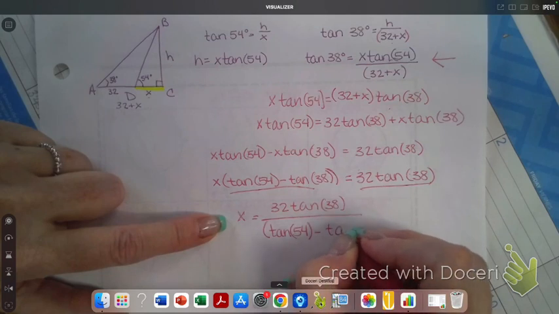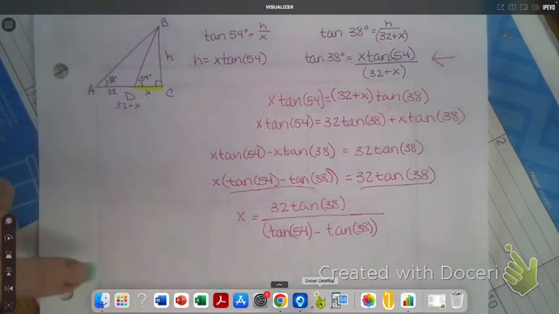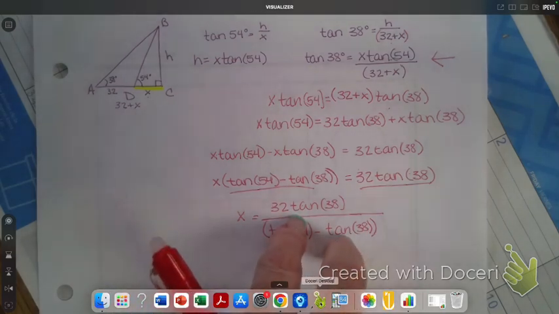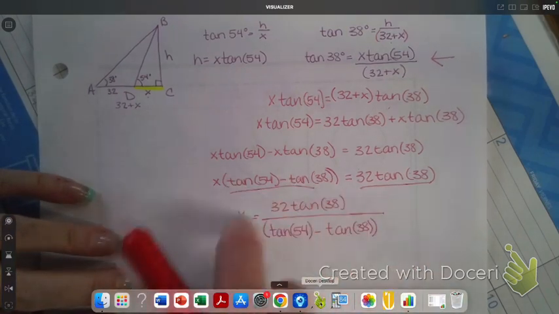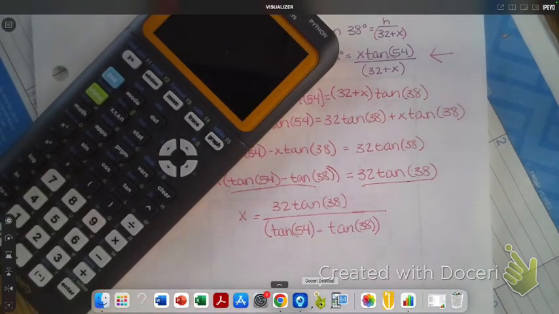minus tangent of 38. Does anyone know why I made a point to say put your parentheses? Because how many of you would have said, oh, let me just take out that tangent of 38? Right? So now we're going to put this all in our calculator at one time. Good rule of thumb is put parentheses around your numerator, parentheses around your denominator. Even if you don't have to, if you do it every time, you'll do it when you need it.